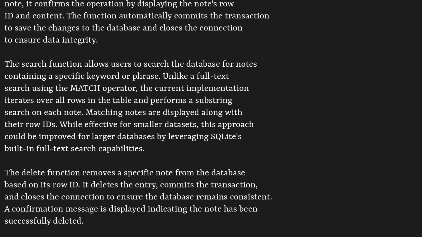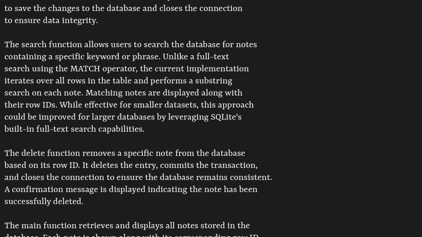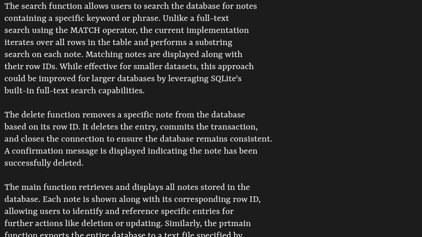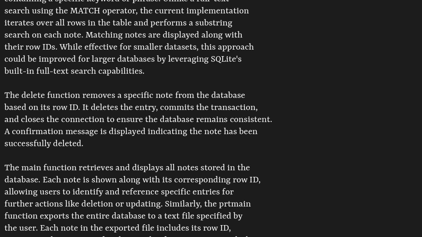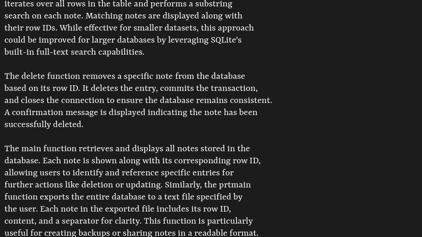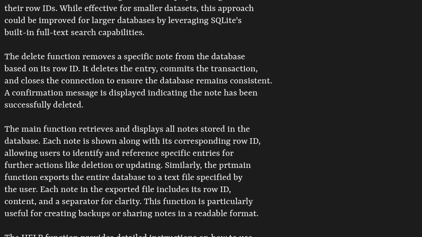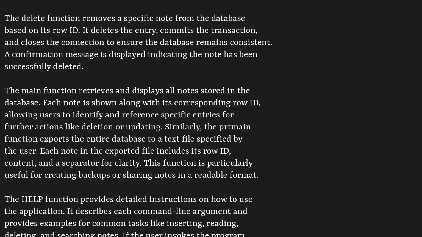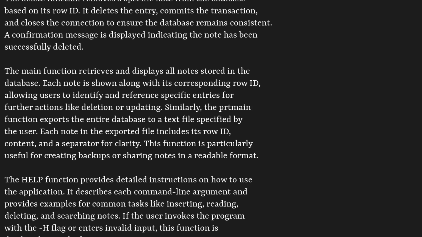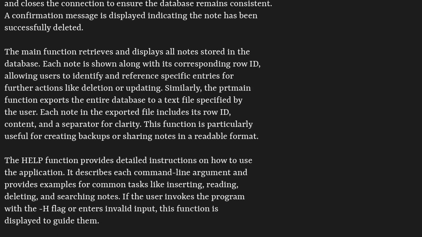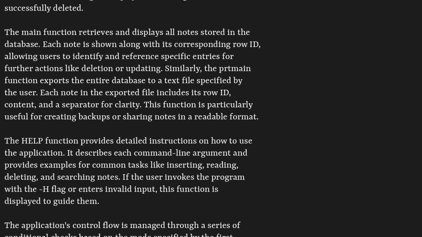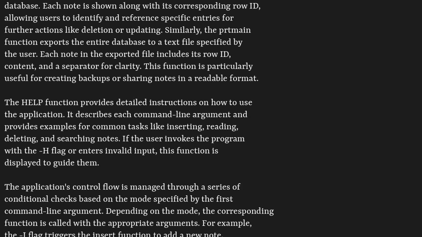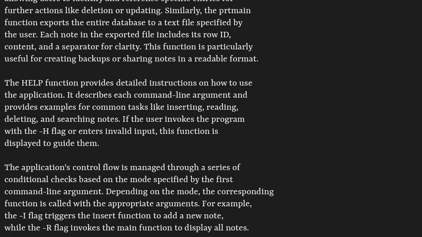If the user invokes the program with the -h flag or enters invalid input, this function is displayed to guide them. The application's control flow is managed through a series of conditional checks based on the mode specified by the first command line argument. Depending on the mode, the corresponding function is called with the appropriate arguments. For example, the -i flag triggers the insert function to add a new note, while the -r flag invokes the main function to display all notes. Finally, the program outputs a confirmation message once the requested operation is completed, ensuring the user is aware of the success or failure of their action.